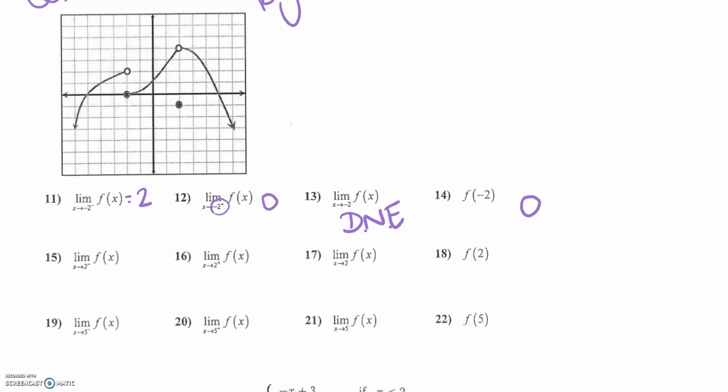Okay, number 15. Now we're going to look at this where we're talking about positive 2. As it approaches from the left, it approaches 1, 2, 3, 4.